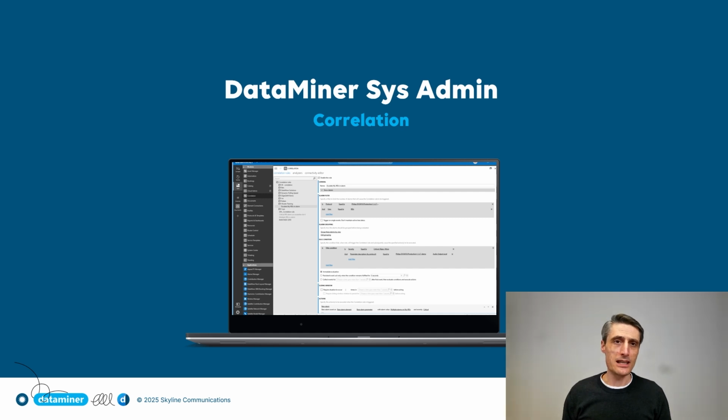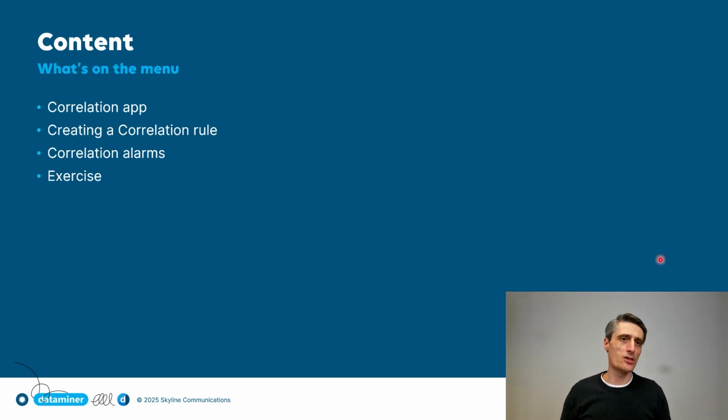So that's correlation, and on the menu we will first discover the correlation app within DataMiner Cube and then jump into creating a correlation rule, making some demos and trying to play around with all the different features we have in the correlation rules. We'll also take a look at the correlation alarms. We will basically use them in our demos as well. And finally, there's also an exercise you can play with.